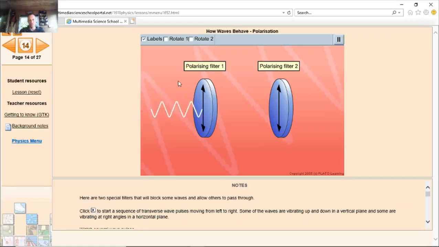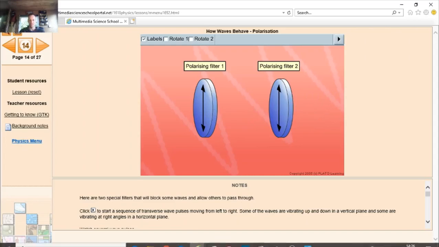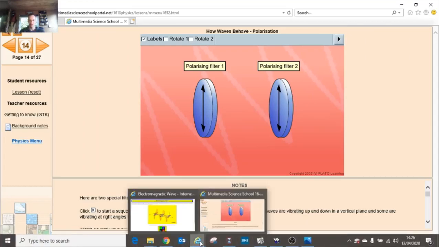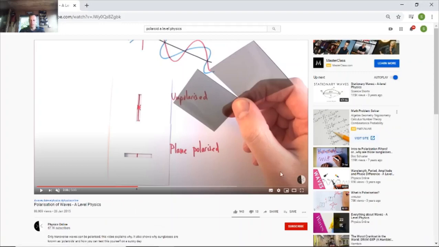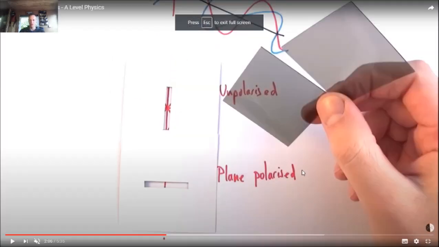Now, this one is vibrating up and down in the vertical plane, therefore it's allowed to go through. This one again is going to be in the vertical plane and allowed to go through. These polarizers have the ability to let light go through, but only in a certain direction. Now, in reality, where this can happen is in polaroids, and I'll show you a little video clip here that explains it happening. Now, what you've got here is polaroids.